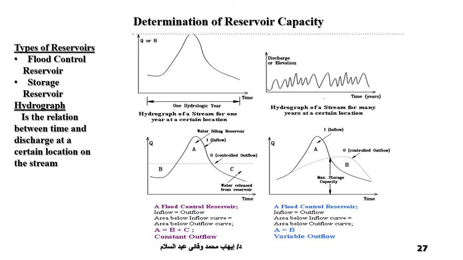There is a curve for flood control reservoirs, inflow equal outflow. The area below the inflow curve equals the area below the outflow curve. A equals B plus C. For a flood control reservoir, inflow equals outflow, so the area below the inflow curve equals the area below the outflow curve. A equals B due to that. This is due to the hydrograph.